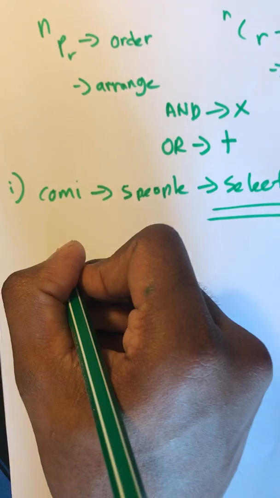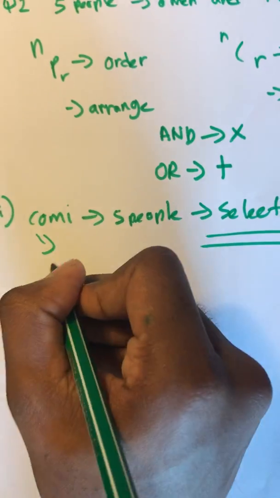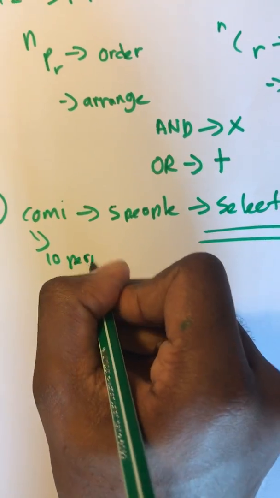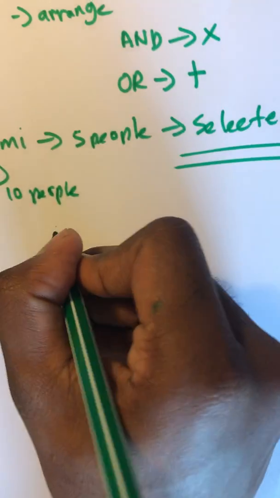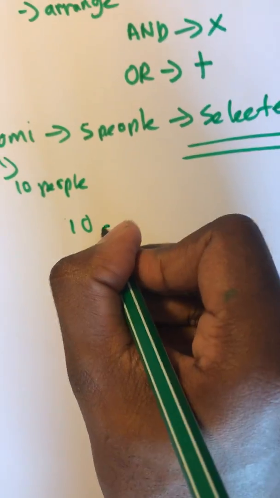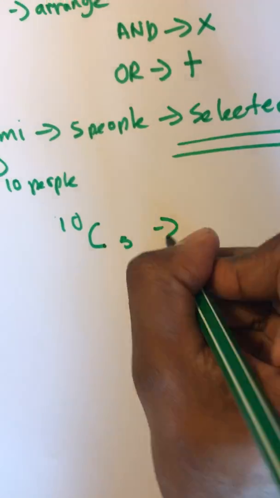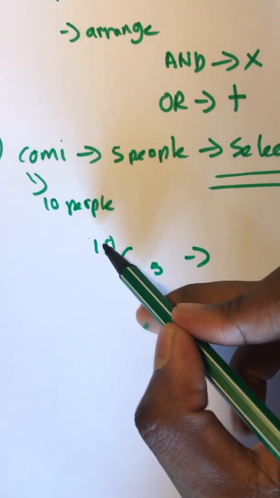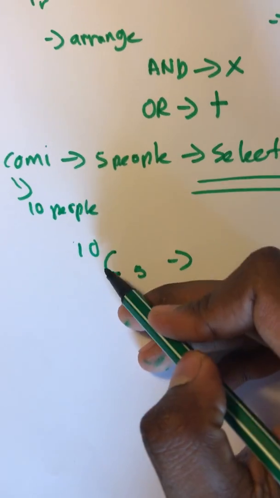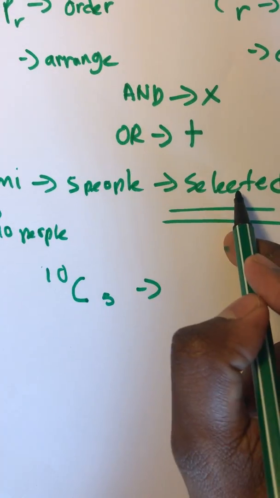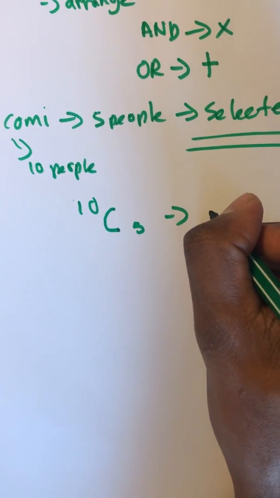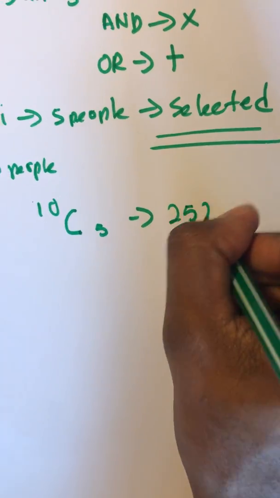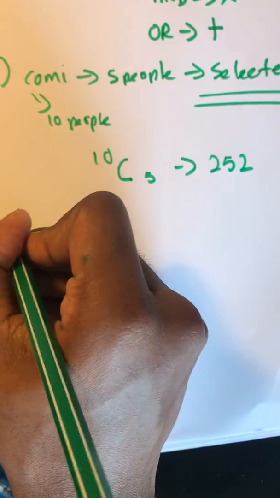This committee is made up of a total of 10 people. How do we know 10 people? Because 6 plus 4. So from these 10 people, I would like to choose 5. I repeat, from this 10 I would like to choose 5. Why choose? Because the question itself already mentioned selected. So if you press 10C5 in your calculator, it will give you 252. So these are the number of ways you can do it.